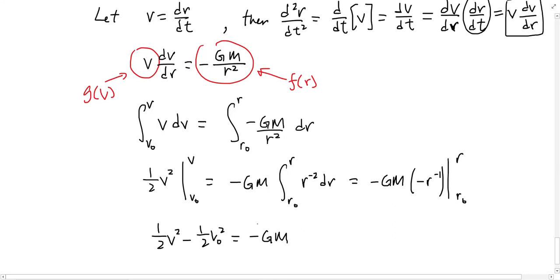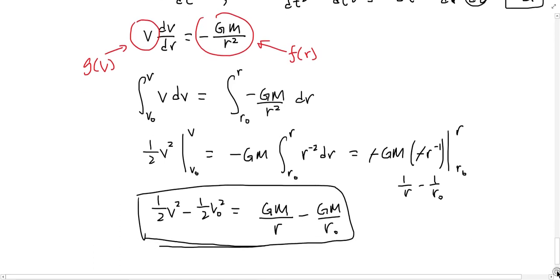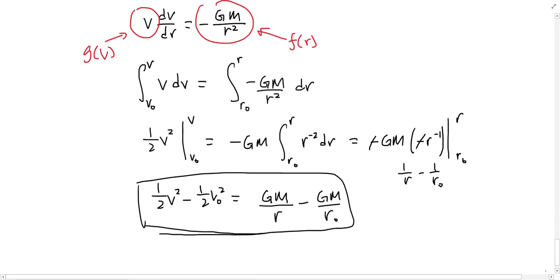Actually, I'm going to do this first. I'm going to get rid of the negative here, because the negative and the negative become positive. And this r to the negative 1 from r sub 0 to r will be 1 over r minus 1 over r sub 0. So therefore, this becomes GM over r minus GM over r sub 0. So now I have an equation that relates v and r together.